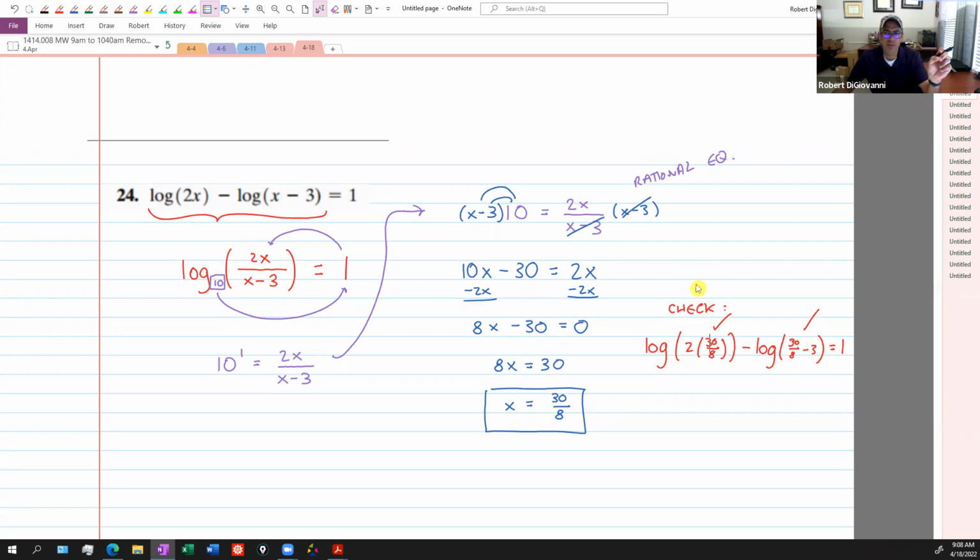It should work. Questions? Condense the logs. In this case, subtraction goes to division inside of a single log. Your new equation was rational. Off to the races with that.